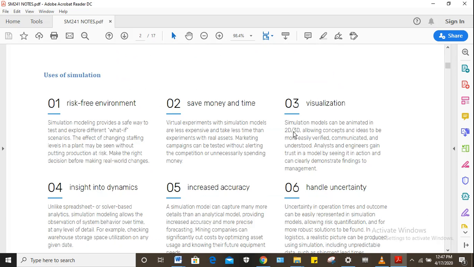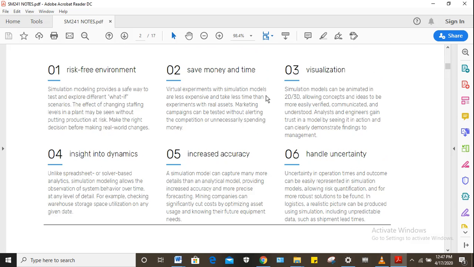The first one, it's a risk-free environment. Simulation modeling provides a safe way to test and explore different what-if scenarios, then also to save money and time. Virtual experiments with simulation models are less expensive and take less time than experiments with real assets. So that's also another use of simulation. Then also there's an issue of visualization.